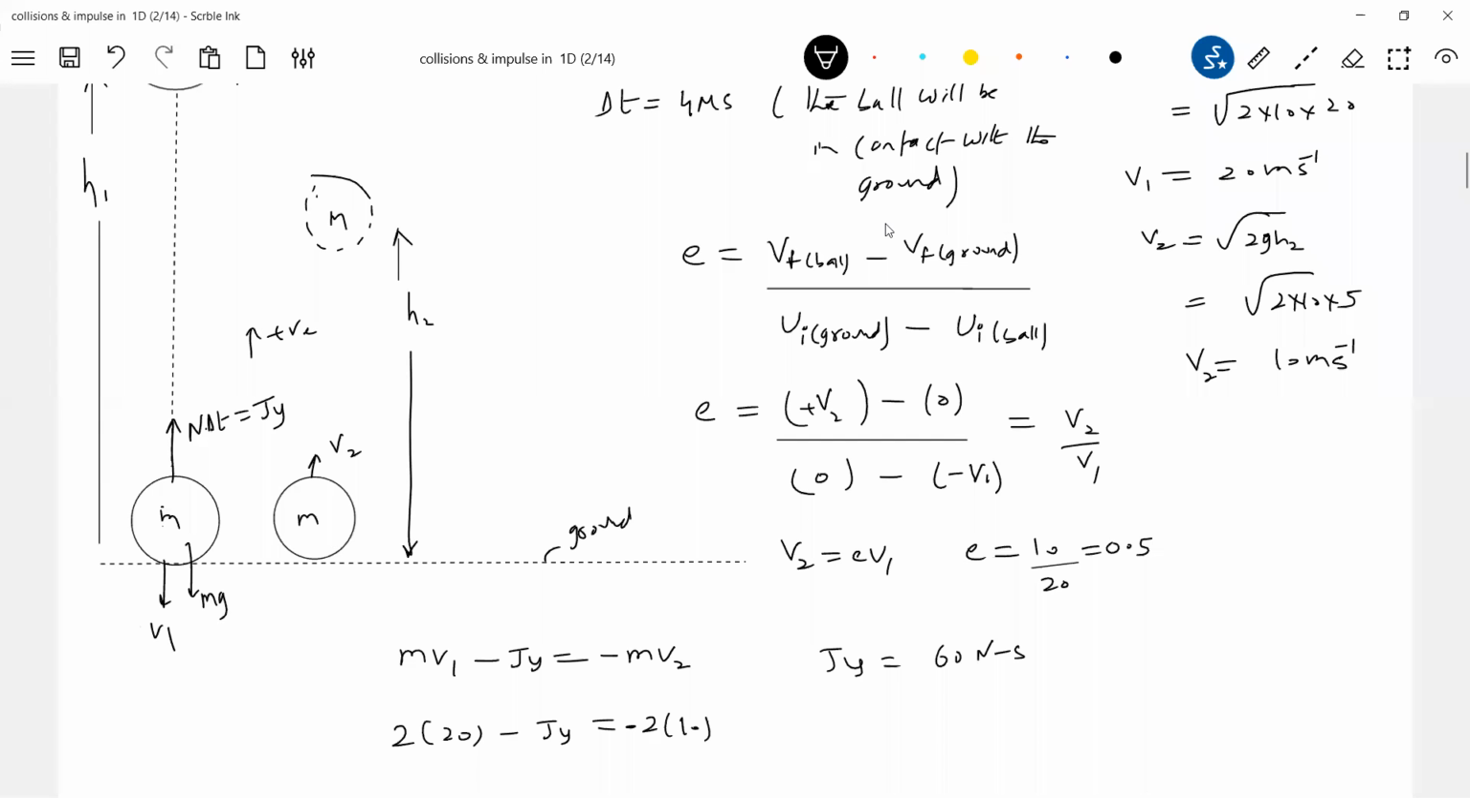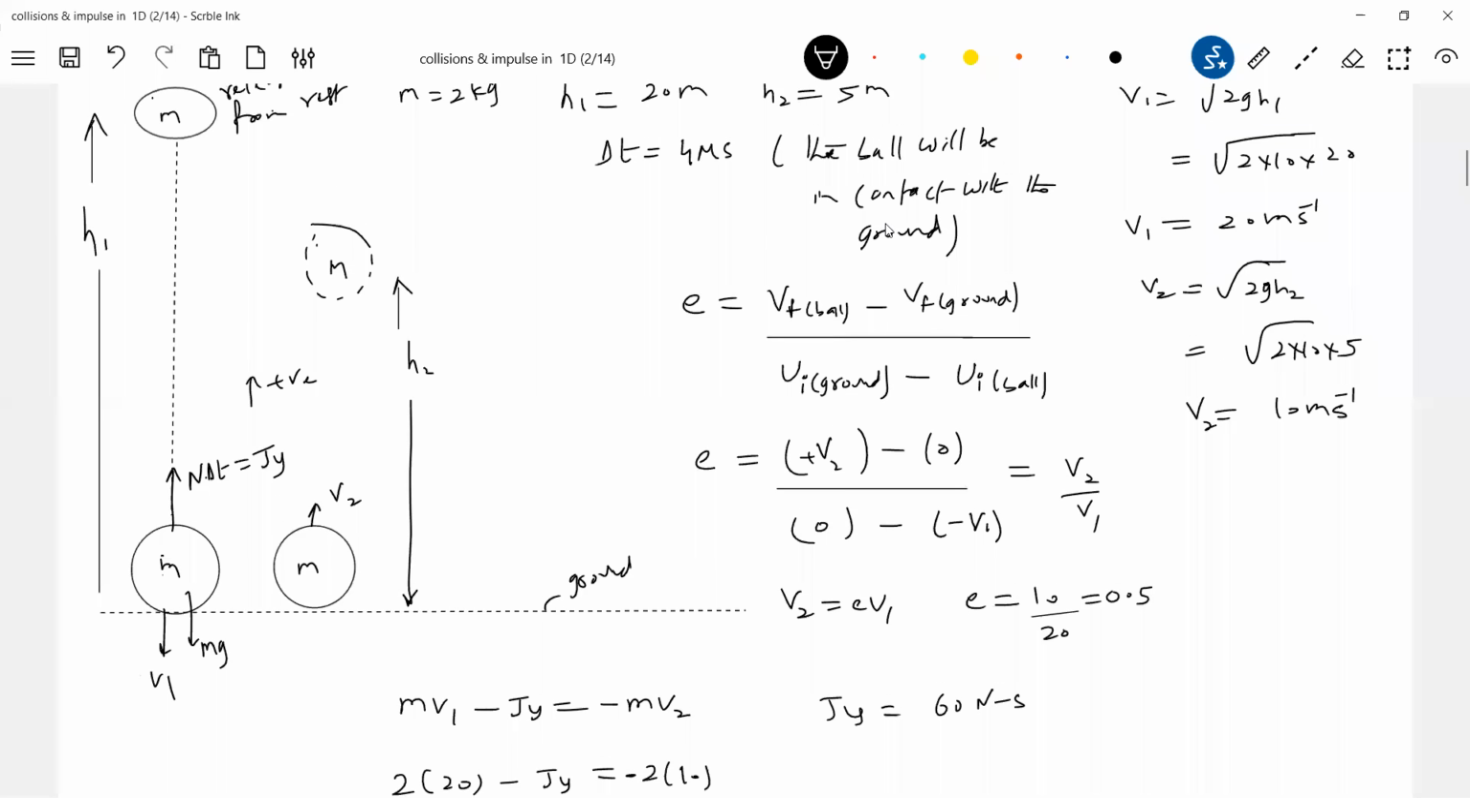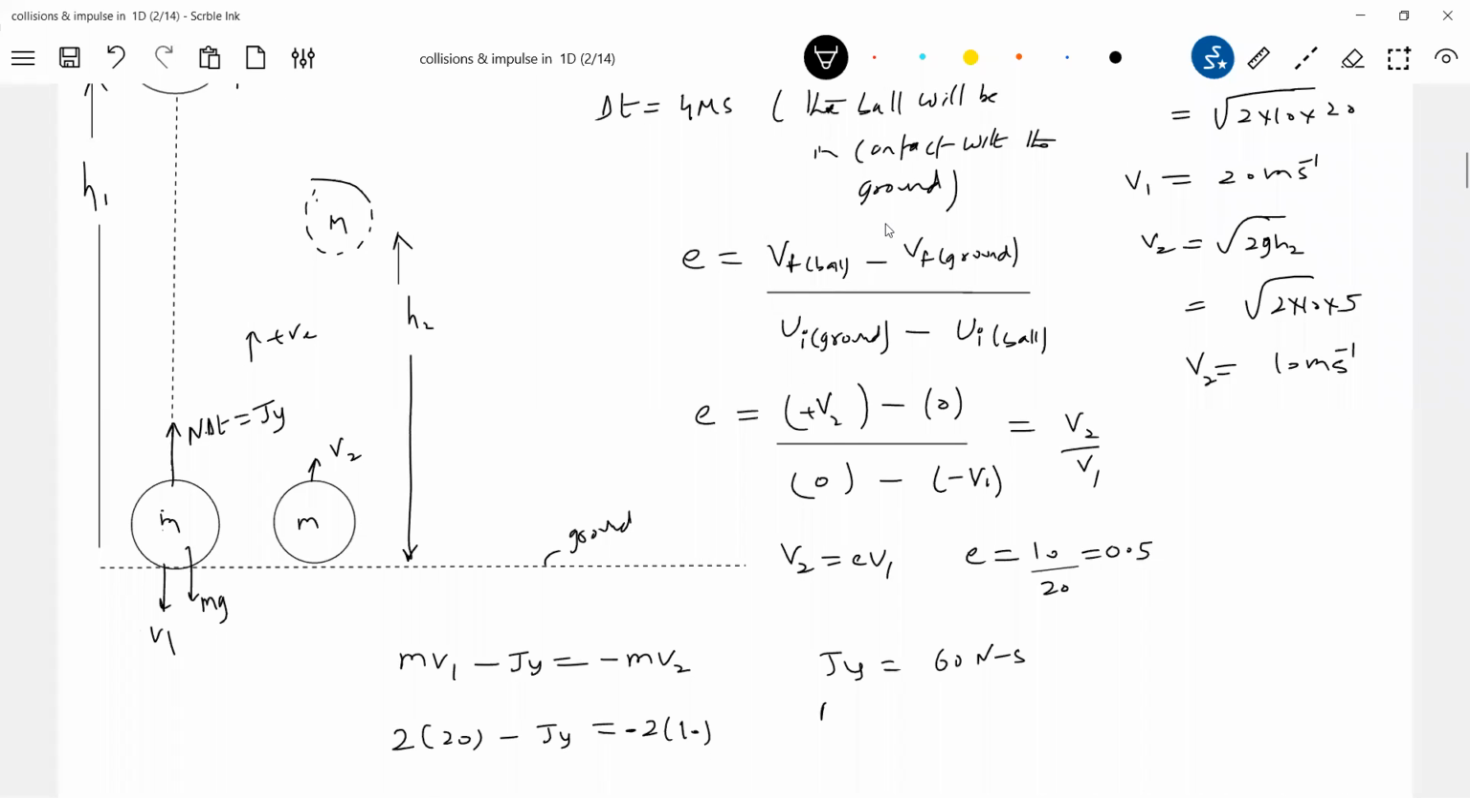Now let's come. What is J? I should write N into delta t. 60 Newton second. So what is delta t? 4 microsecond. 60 by 4 into 10 to the power of minus 6 gives 15 into 10 to the power of 6 Newton. Look at the magnitude.